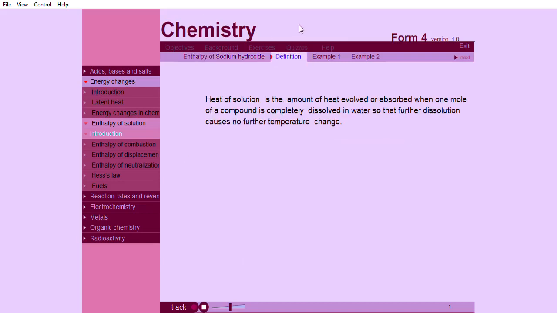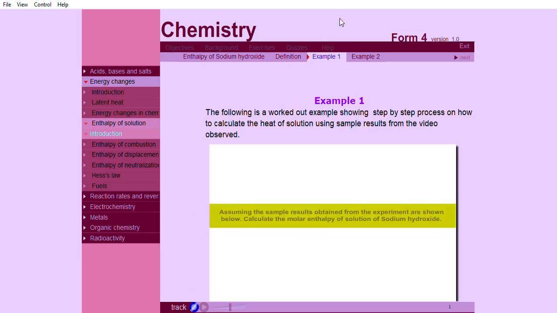Heat of solution is the amount of heat evolved or absorbed when 1 mole of a compound is completely dissolved in water so that further dissolution causes no further temperature change. The following is a worked-out example showing the step-by-step process on how to calculate the heat of solution using sample results from the video observed.